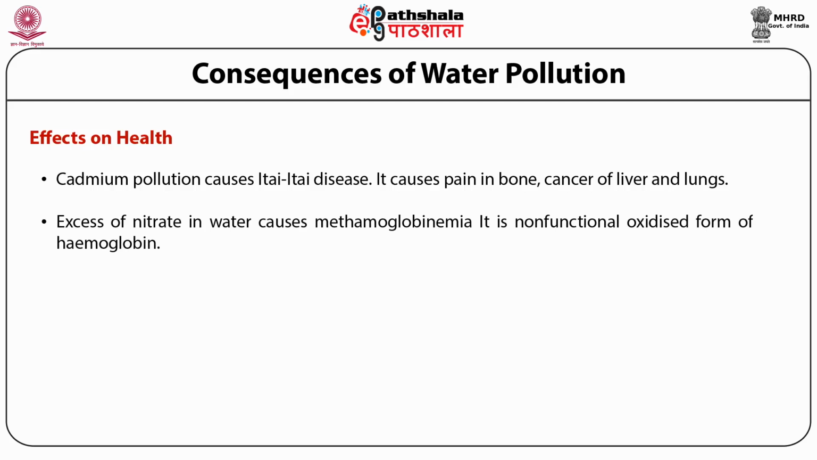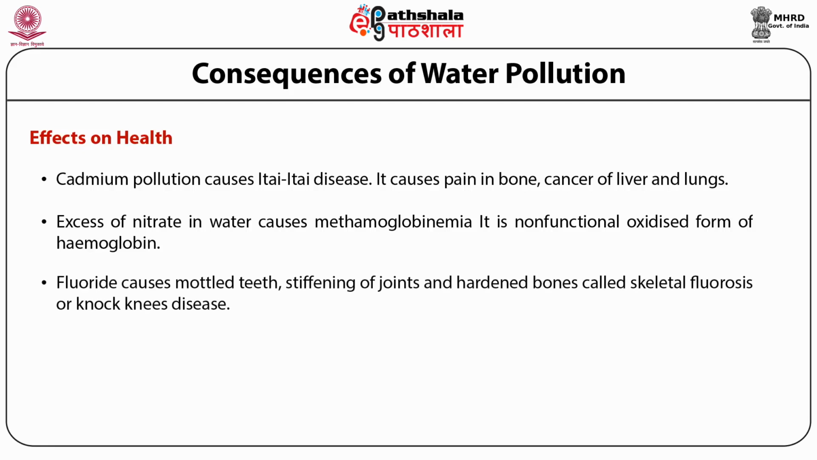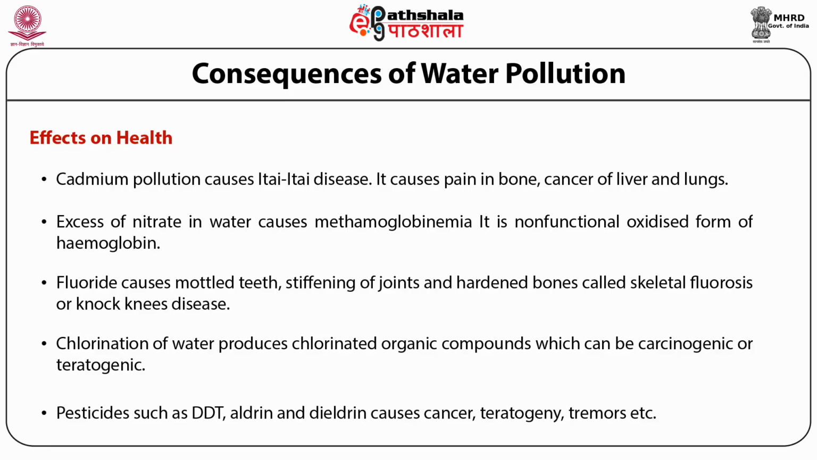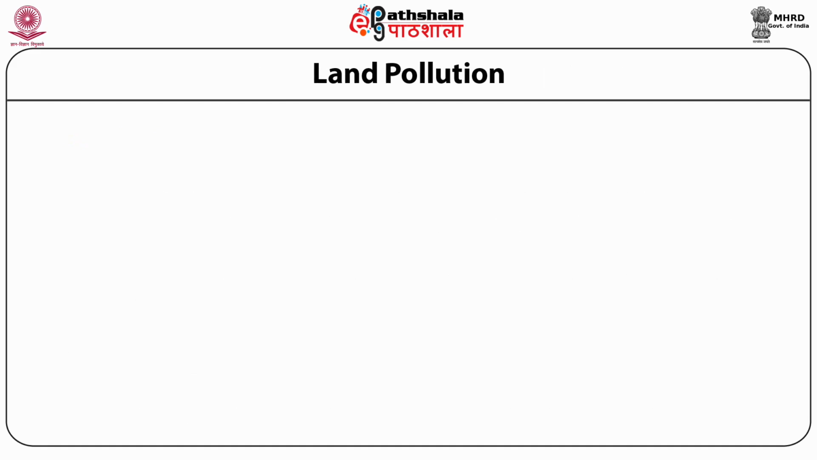Excess of nitrate in water causes methemoglobinemia. It is a non-functional oxidized form of hemoglobin. Fluoride causes mottled teeth, stiffening of joints, and hardening of bone, called skeletal fluorosis or knock-knee disease. Chlorination of water produces chlorinated organic compounds which can be carcinogenic or teratogenic. Pesticides such as DDT, aldrin, and dieldrin cause cancer, teratogeny, tremors, etc. Land pollution.